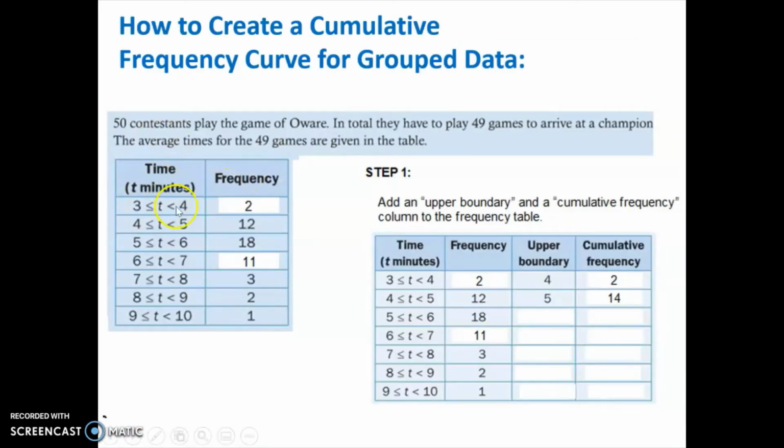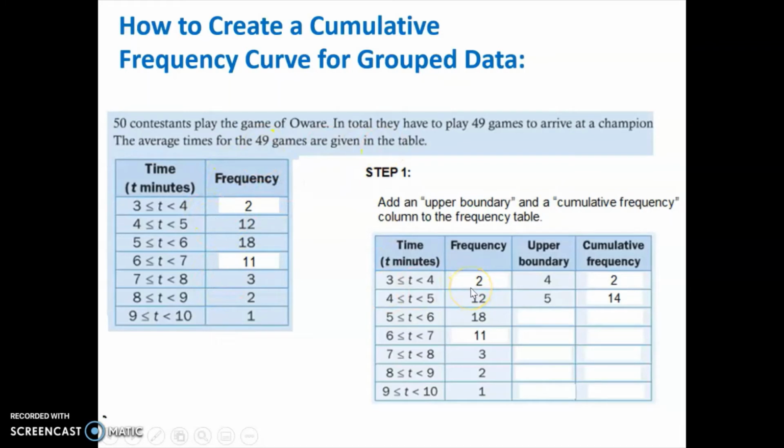These values in the table represent the amount of time it took for a game to be completed. All right, so 3 to 4 minutes, 2 games were completed in that amount of time. 4 to 5 minutes, 12 games. You can see most of the games took 5 to 6 minutes and so on. Okay, and it says these are the average times it took for 49 games.